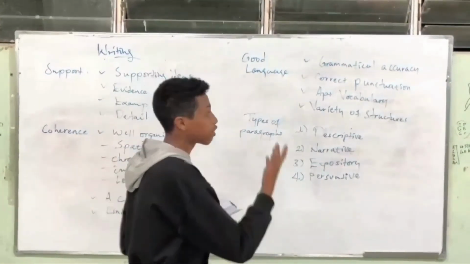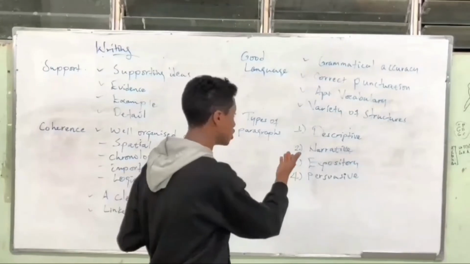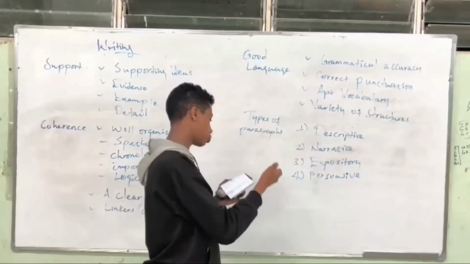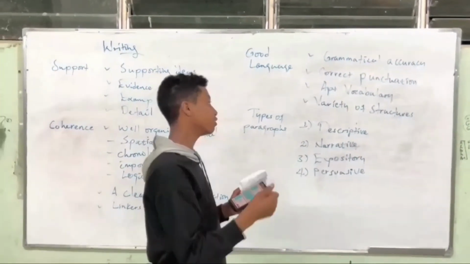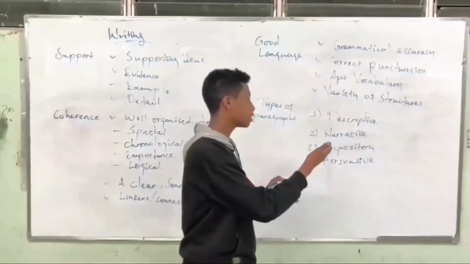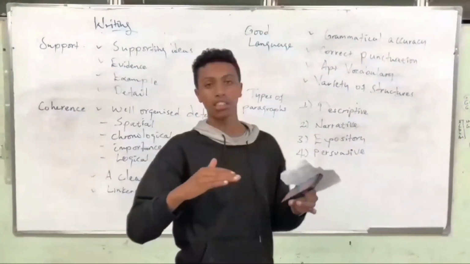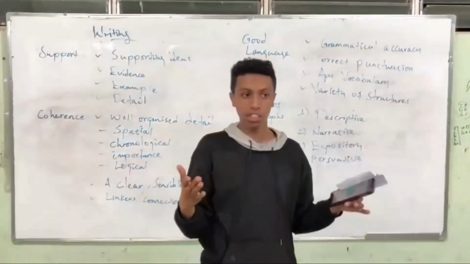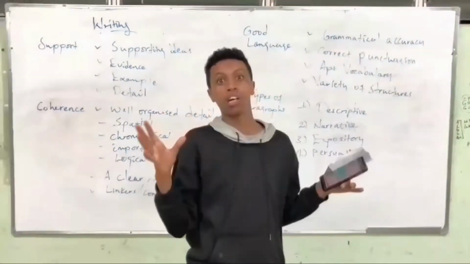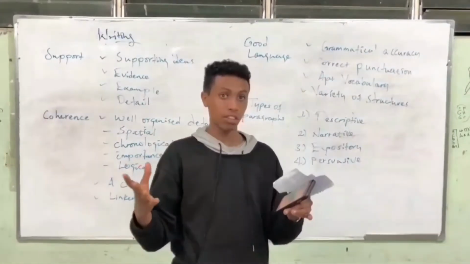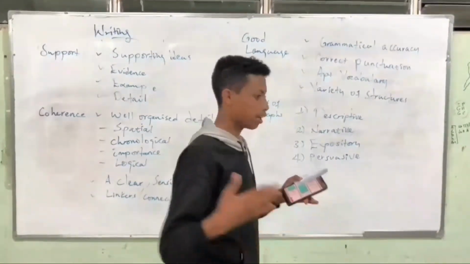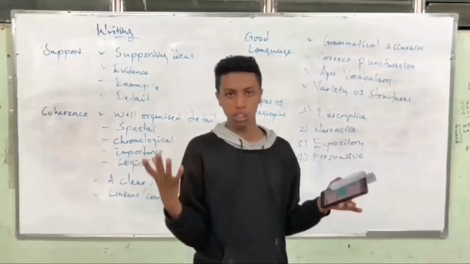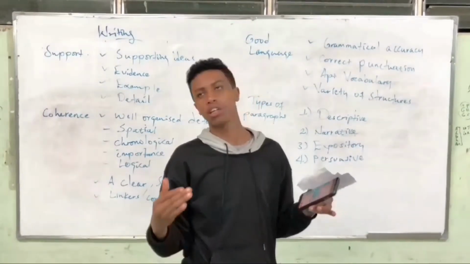Types of paragraph. There are 4 types of paragraph: descriptive, narrative, expository, and persuasive. A descriptive paragraph is a paragraph where we describe something. We create an imaginary picture in the mind of the reader.